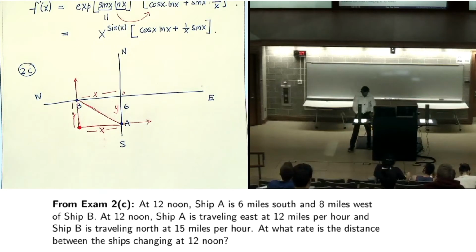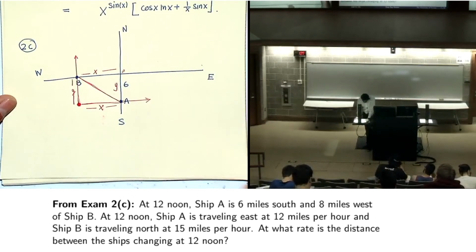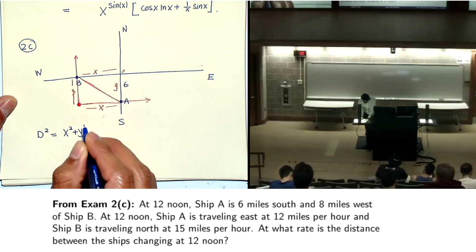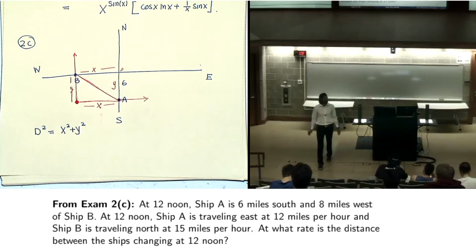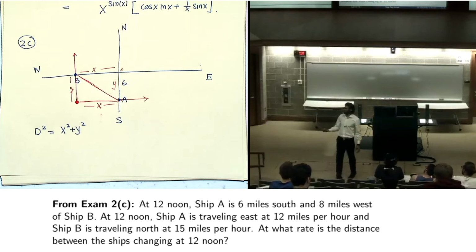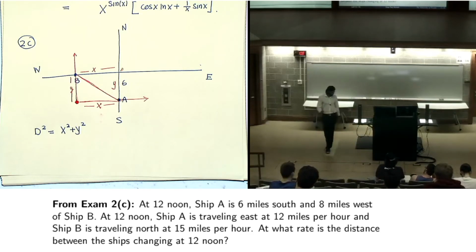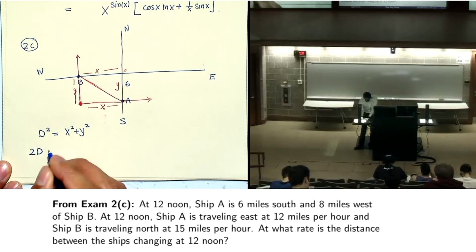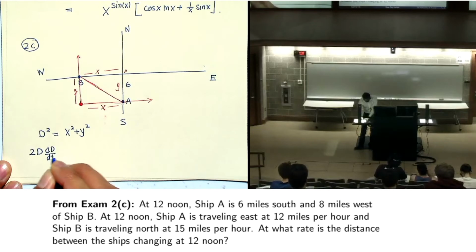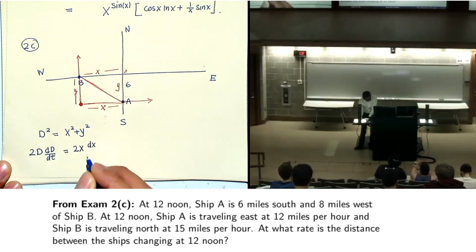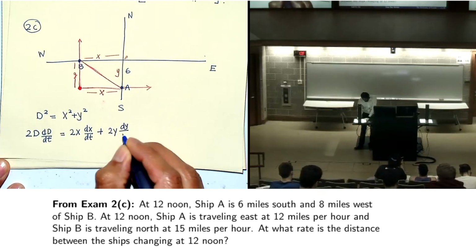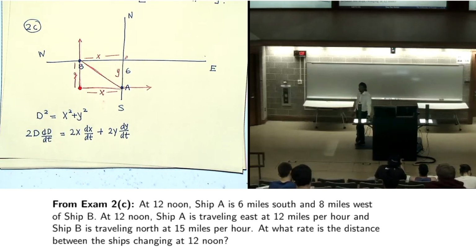The Pythagorean theorem tells you that if this distance is d, then d squared is equal to x squared plus y squared: the hypotenuse squared is equal to the sum of the squares of the two sides. If this distance is changing with respect to time, I can differentiate this equation with respect to time. It's going to be 2d dd/dt, which is what I want, equal to 2x dx/dt plus 2y dy/dt.